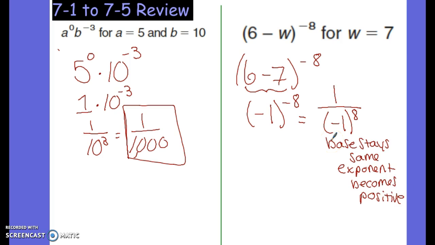Which you can simplify this 1 over negative 1 to the 8th. Well, negative 1 to the 8th is just positive 1. So you get 1 over 1, which is just 1.